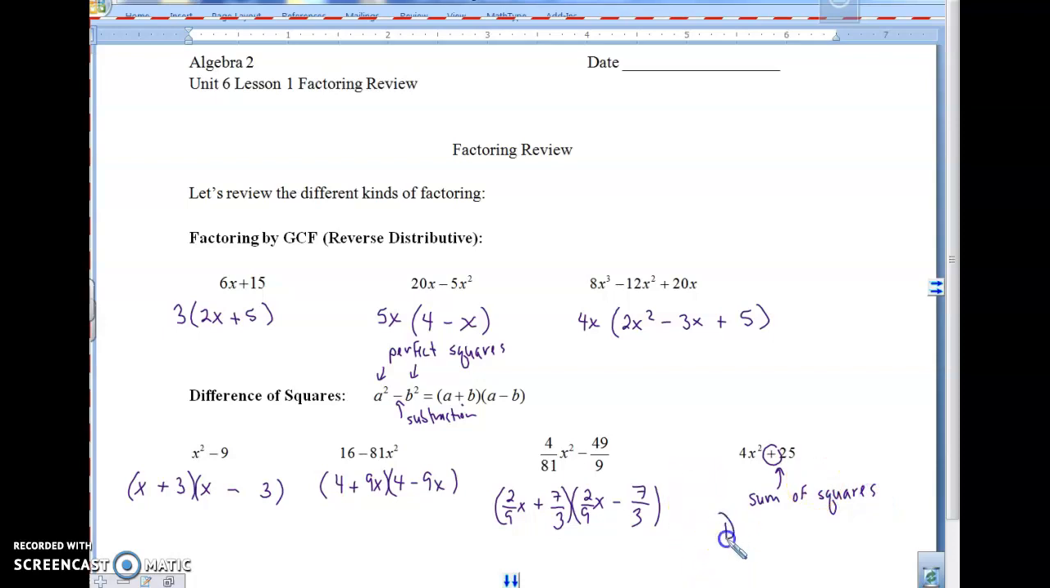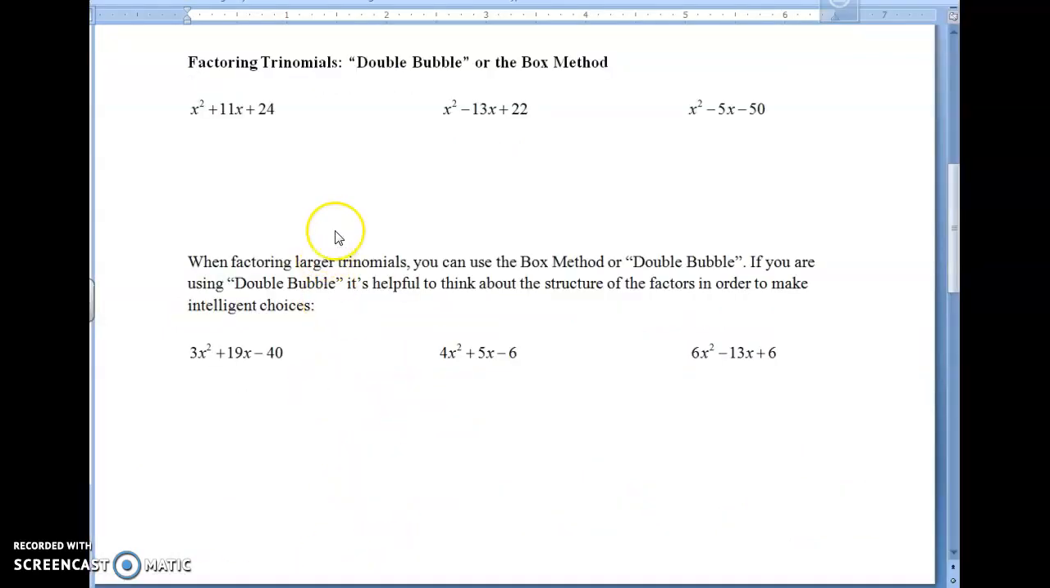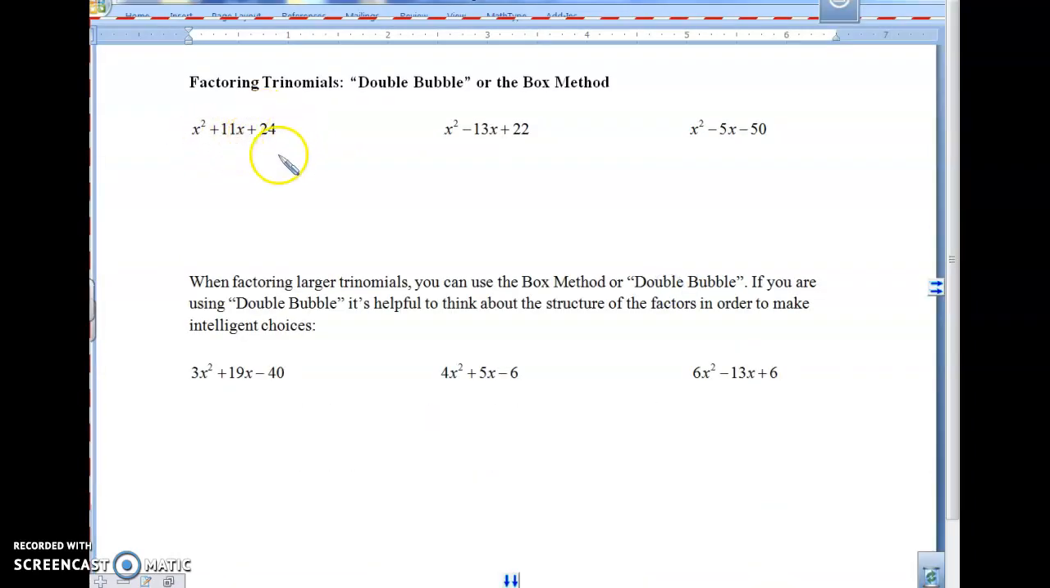What happens is, if you have the plus there, it is going to give you a middle term. So this does not factor by difference of squares. So that is difference of squares, perfect squares on the end, minus in the middle, usually a binomial. The third kind of factoring that we run into is factoring trinomials, which are three-term polynomials, 1, 2, 3.